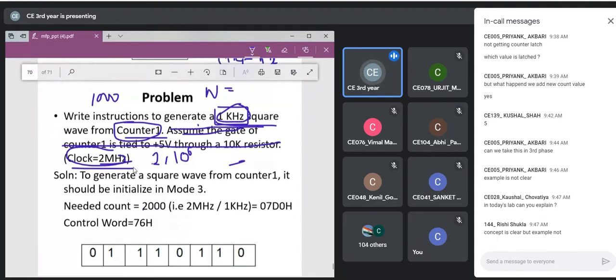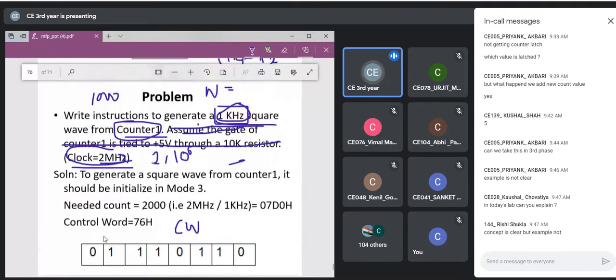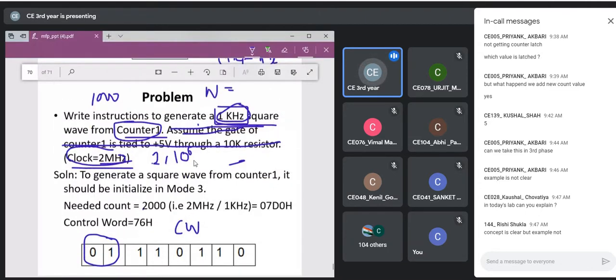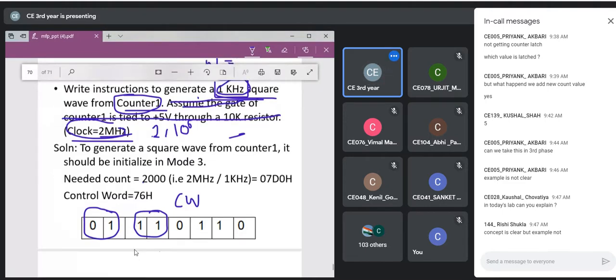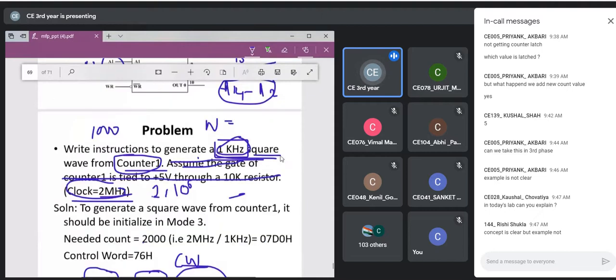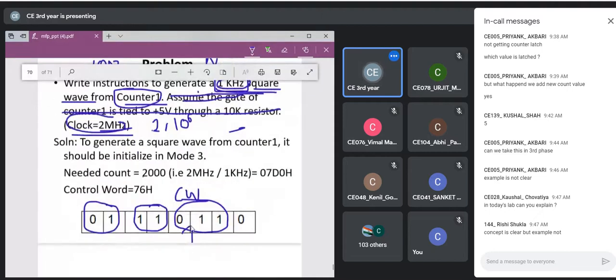right? So first of all, you have to generate your control word. What will your control word say? It will say which counter, so counter 1. Then you have to write whether you will write just LSB, just MSB, or LSB first and MSB later. After that, you have to decide which mode. Because you have to generate a square wave, it will be mode 3. And then you have to write whether the count will be in BCD or binary. Assume it is binary for now.